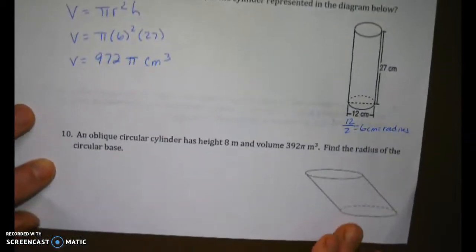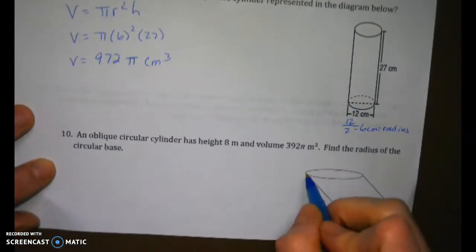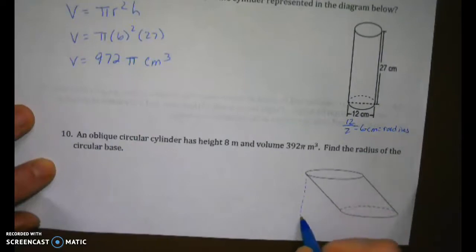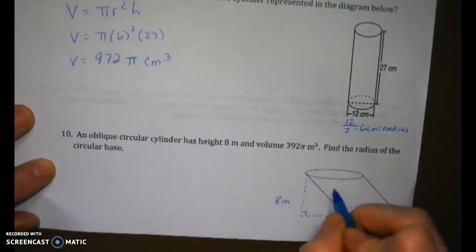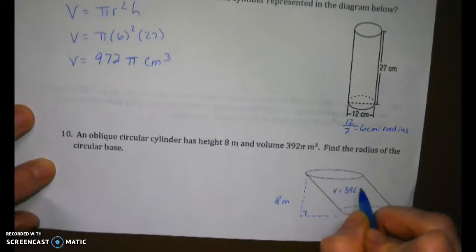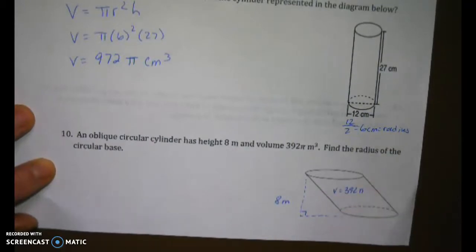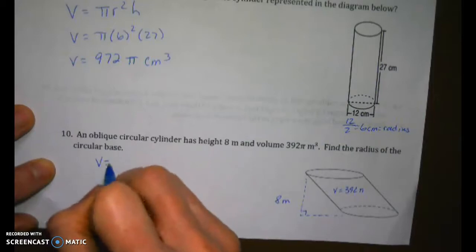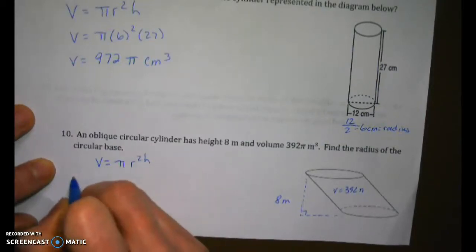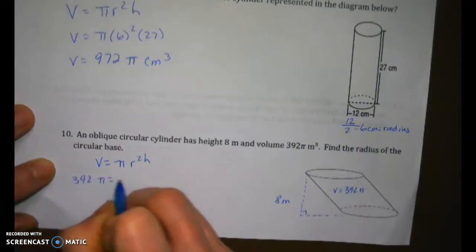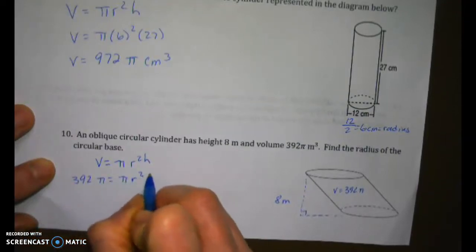All right, an oblique circular cylinder has a height. Remember, height is always the perpendicular distance. The height is going to be 8 meters, and the volume is 392 pi. Okay, find the radius of the circular base. So once again, go to your formula sheet. The volume equals pi r squared h. The volume is 392 pi equals pi times the radius squared times 8.